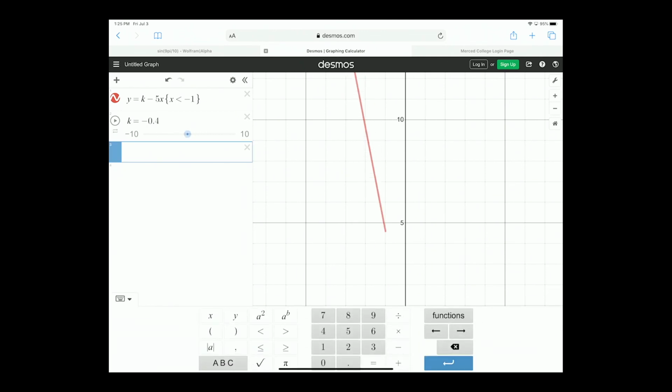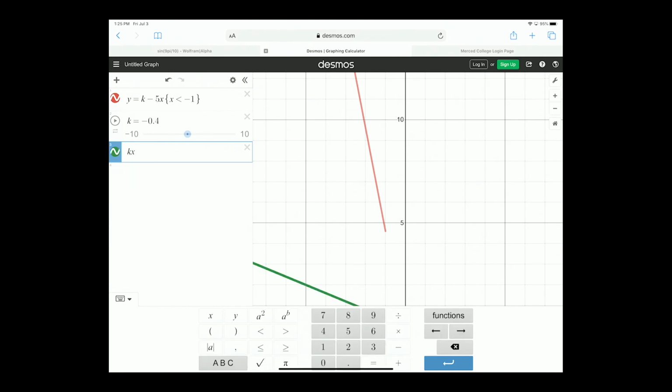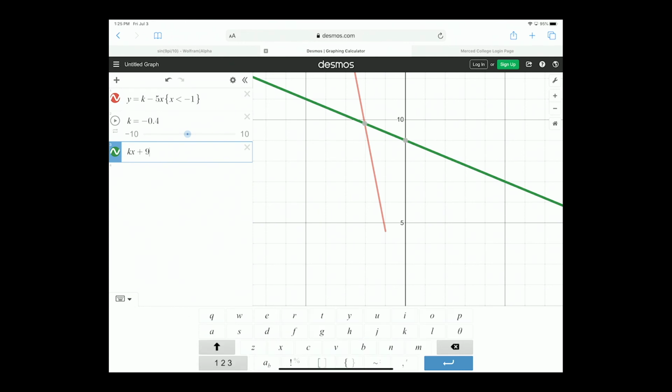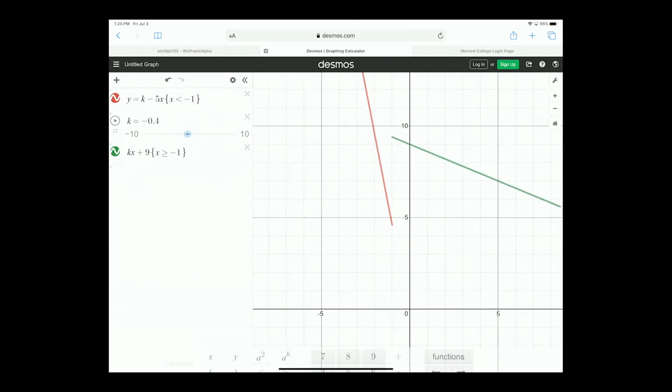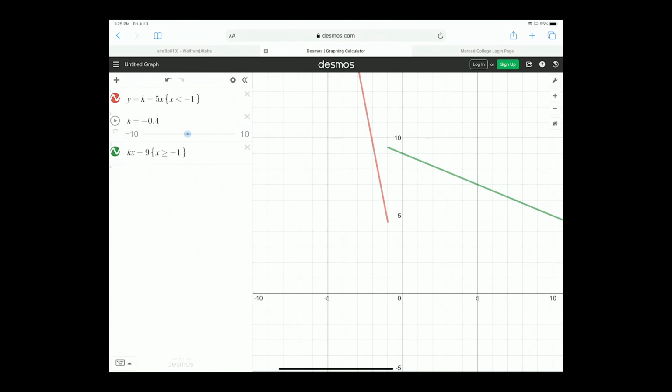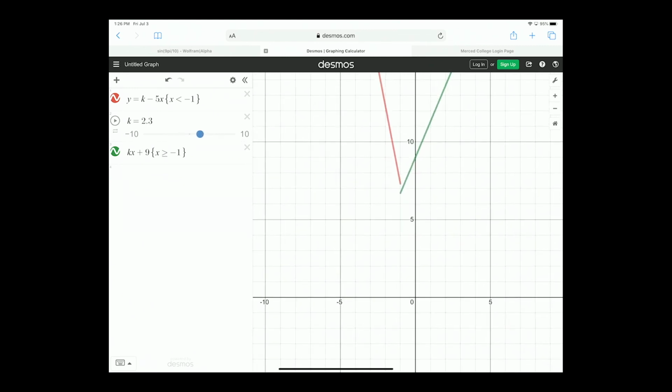Now the other one was kx plus 9. So I have to type that in. Kx plus 9. And I could say y equals, but I didn't. And it's still going, so that's good. X greater than or equal to minus 1. Okay. So those are the two pieces, right? Kx plus 9 and k minus 5x. And if you move this around, you see, look, they don't match up, they don't match up. Where do they match up?